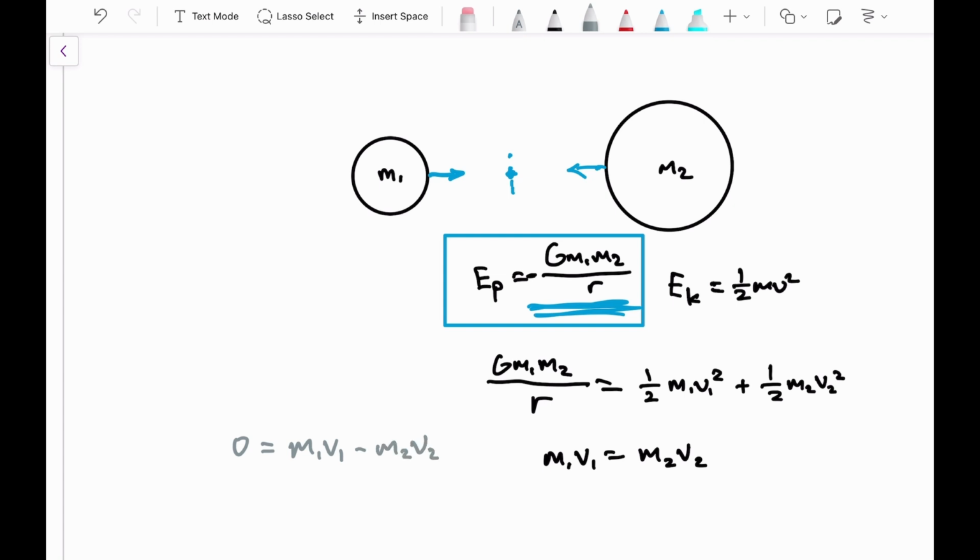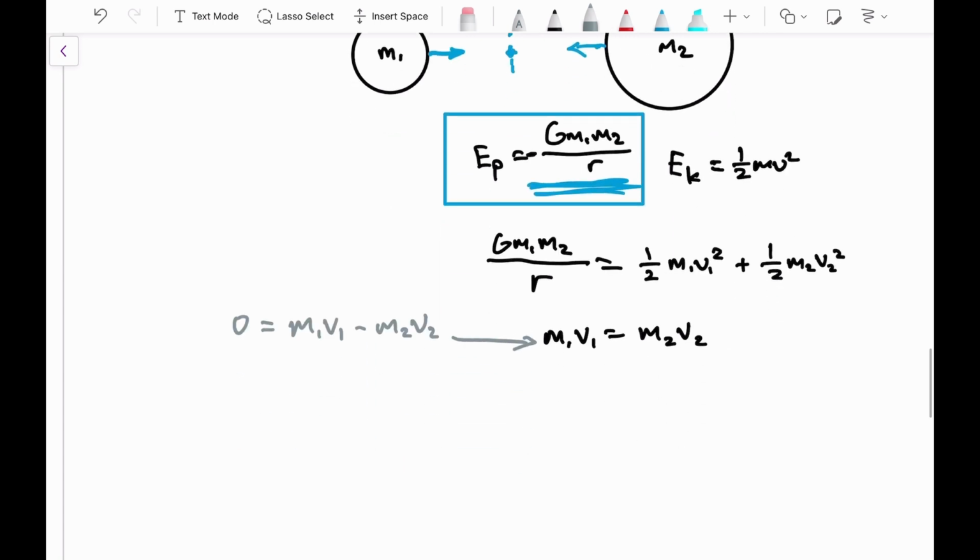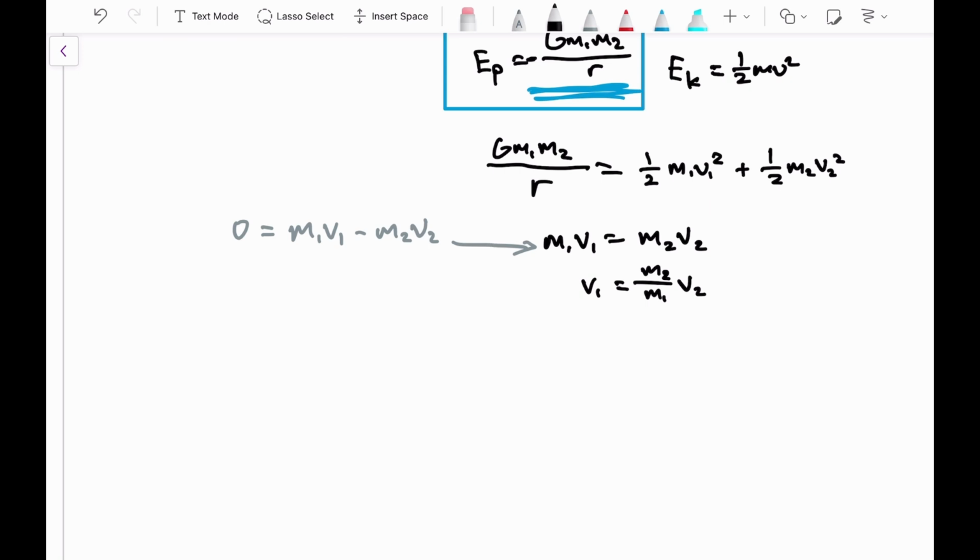And then from this equation we get this equation, okay? And then we can resolve for it. Let's resolve for v1. So v1 in this case will be equal to m2 over m1 times v2. And we can plug this into the previous equation. So G m1 m2 over r is equal to a half m1 v1 squared plus a half m2.